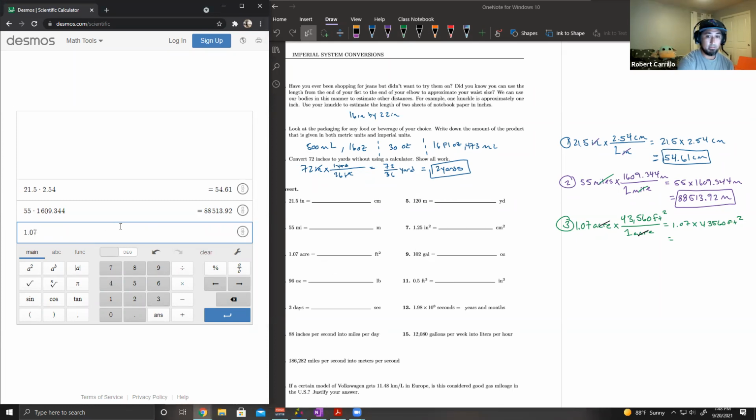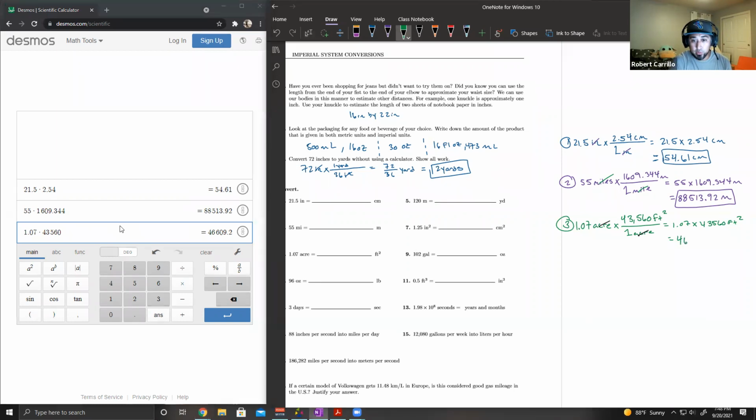1.07 times 43,560. We get that 1.07 acres is 46,609.2 square feet. All right. Awesome. How we doing so far, guys? Everybody good? Okay. Awesome.